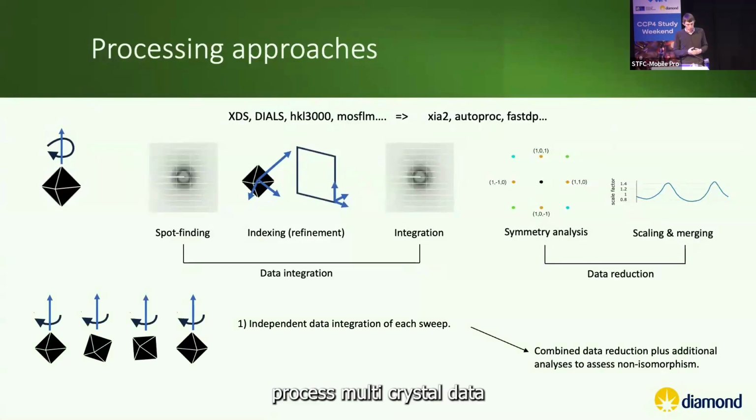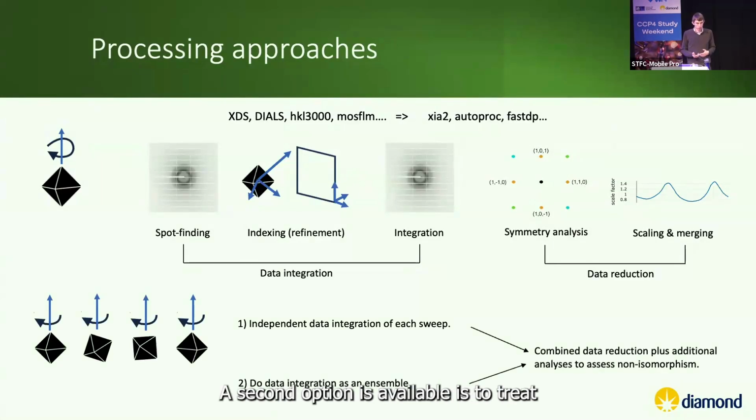And when we then go to process multicrystal data, we have two options. First of all, we can just treat each crystal as independent, so do independent data integration of each sweep, then do a combined data reduction with some additional analysis to address non-isomorphism. A second option that's available is to treat the process as an ensemble, so do an ensemble data integration, and then do the same kind of data reduction.